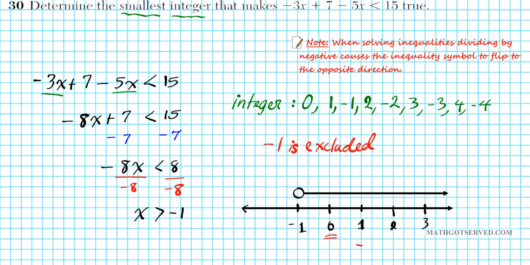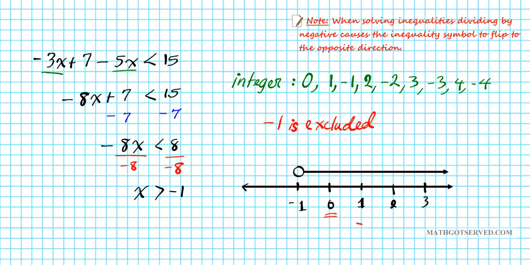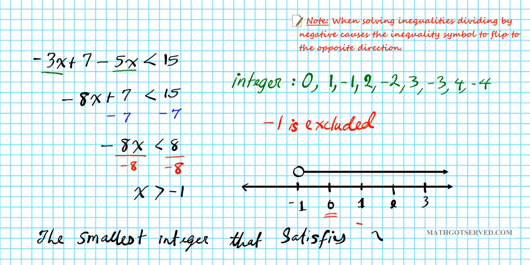So let's write down what our answer is. The smallest integer that satisfies x being greater than negative 1 is x equals 0. That is our answer.